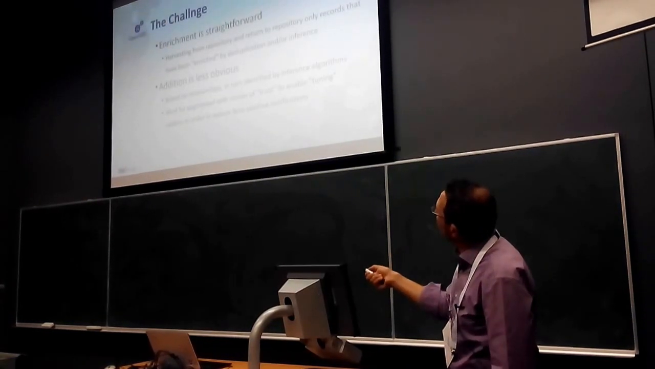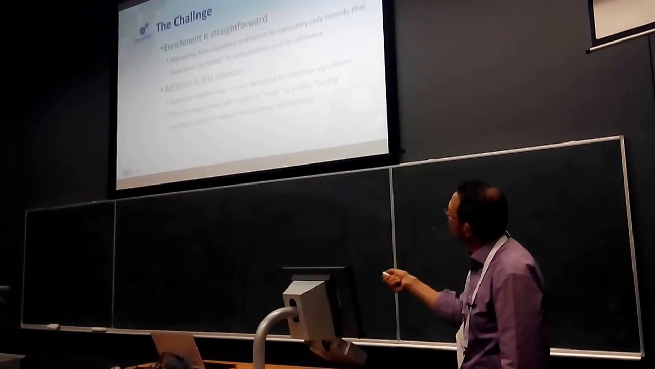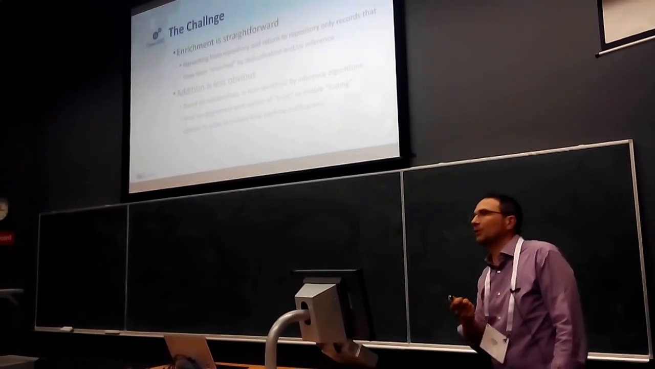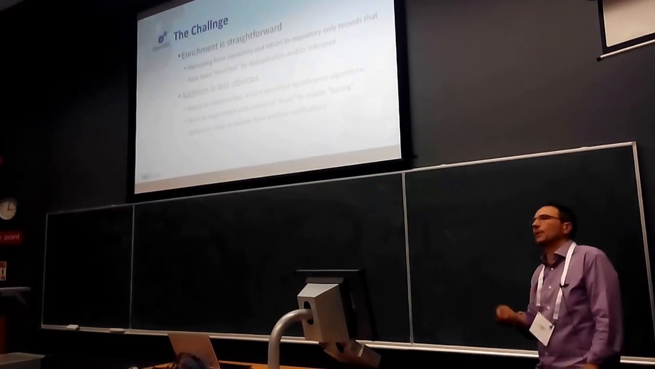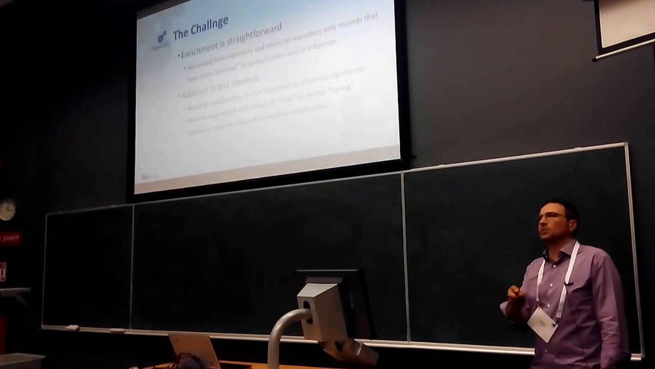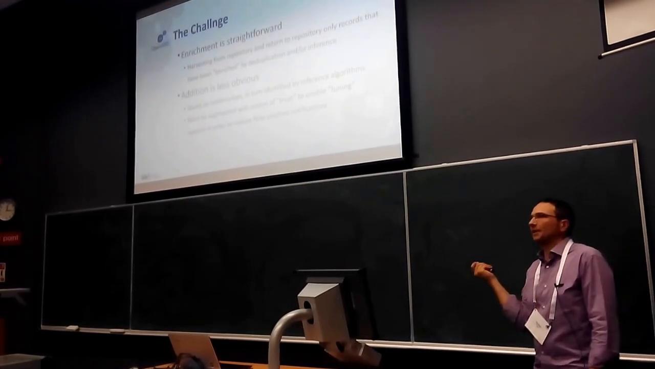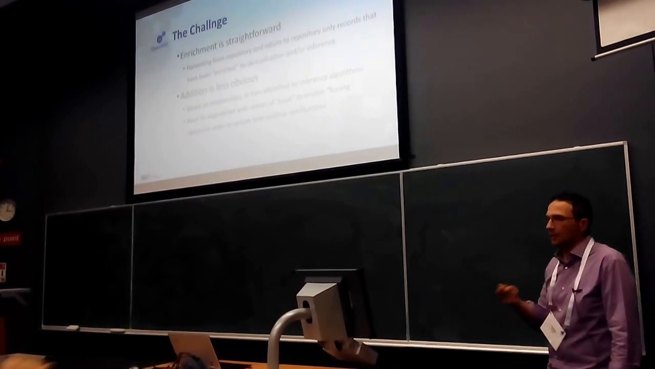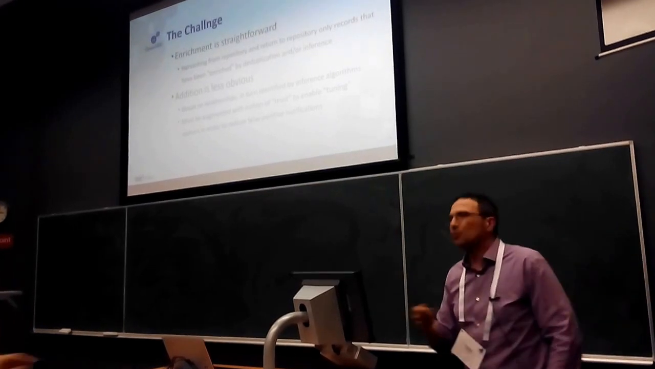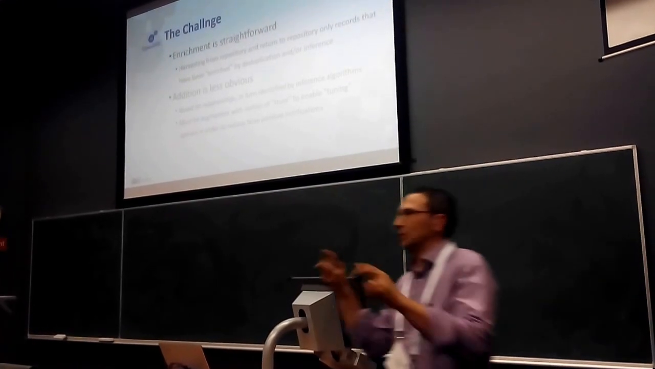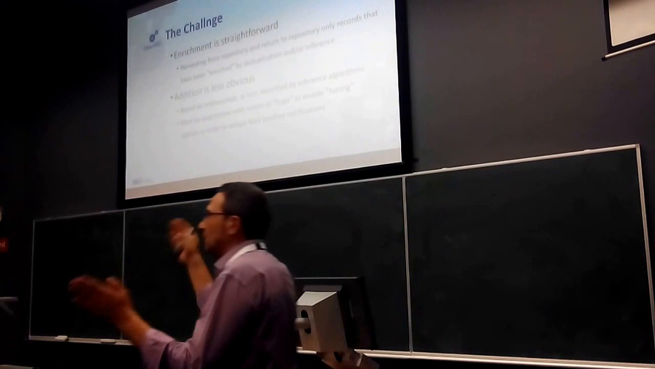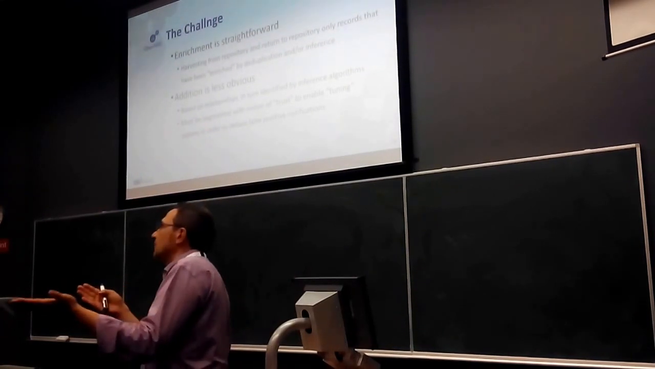The hardest part is addition. Addition is less obvious, because how can I tell if a record is of interest to a repository? Who tells me that, right? So I have to find ways. I have to find relationships, sort of closeness between a repository and a publication.